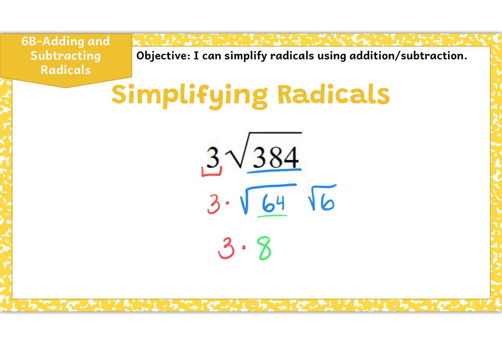Square root of 6, because I cannot break apart 6 using another perfect square anymore, then that radical has been simplified. Now all I need to do is multiply my coefficients 3 and 8, which give me 24 square root of 6 as a final answer.